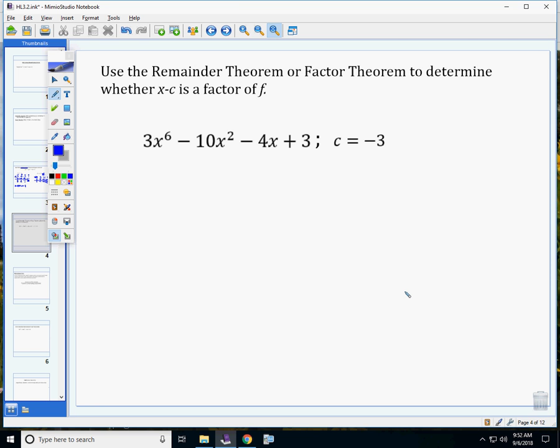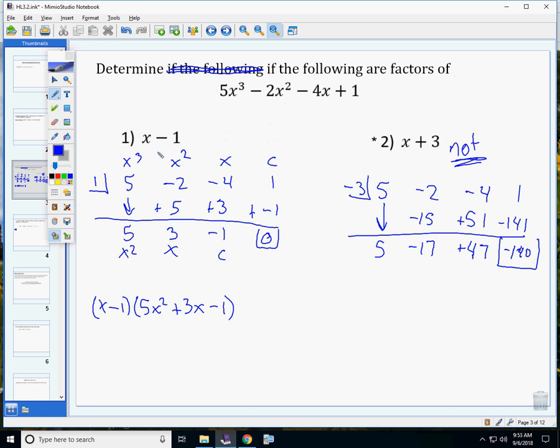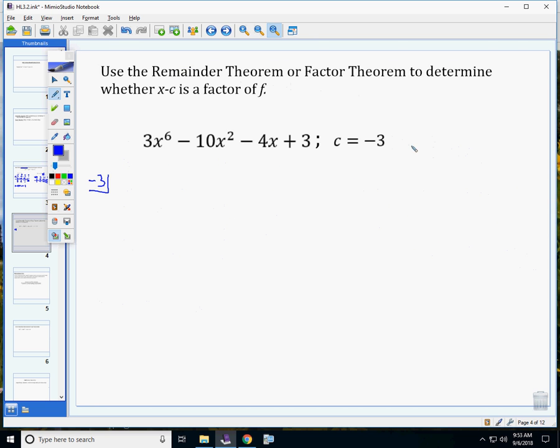When it's given to you like this, a polynomial, and then it tells you what c is, that's the thing that goes in the box. We do not have to change the sign nor solve for 0 like we did in this case or this case. We only have to put whatever number is right there in the box. Now again, remember that we have to represent every single power all the way down from the highest down to the constant.